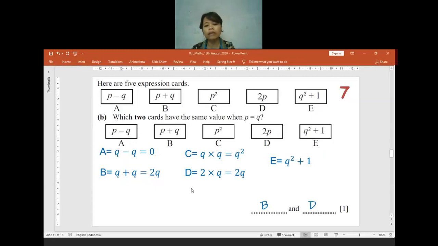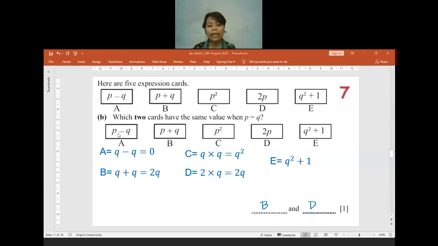So now I will move to question 7B. For question 7B, we will use the previous cards, card A until card E. Now for question B, which two cards have the same value when P is equal to Q? Here, you can replace it with any numbers. It's okay, like maybe you replace P with 2 and Q with 2 also. But here, I will just change the letter P into letter Q, and then I will check which cards have the same expression.